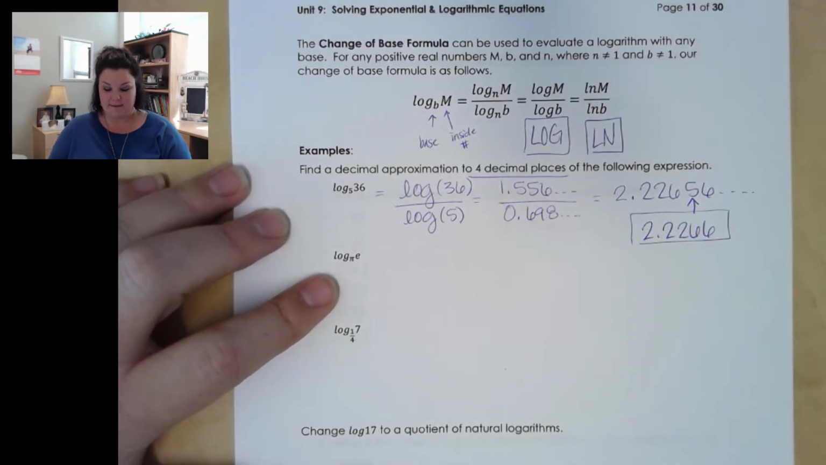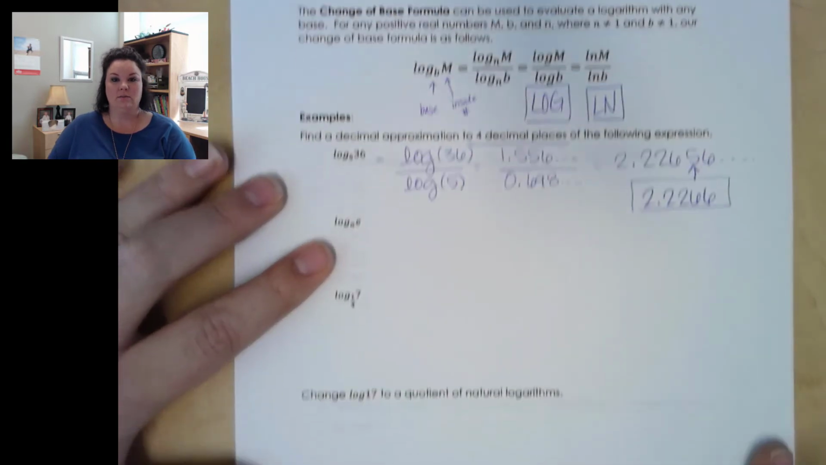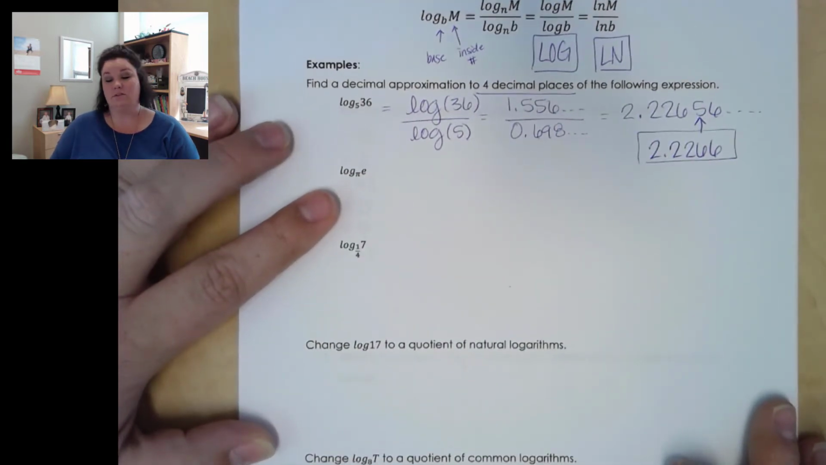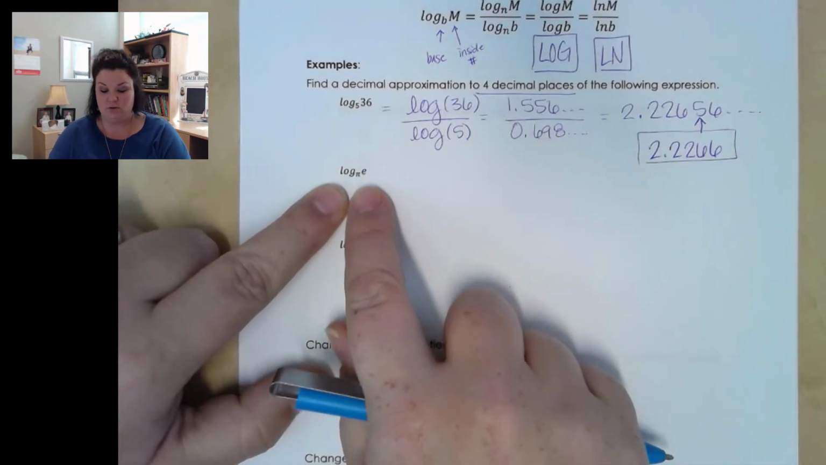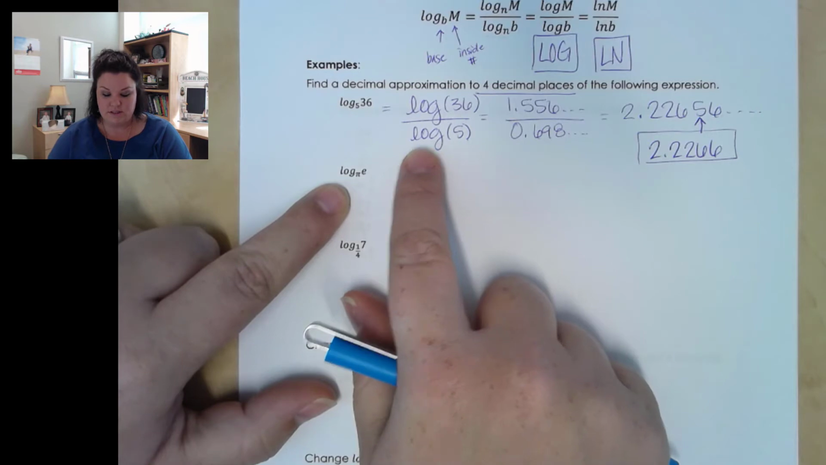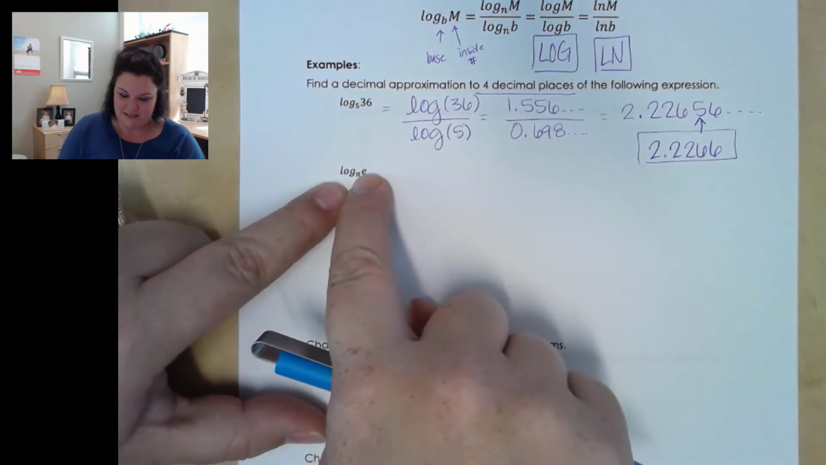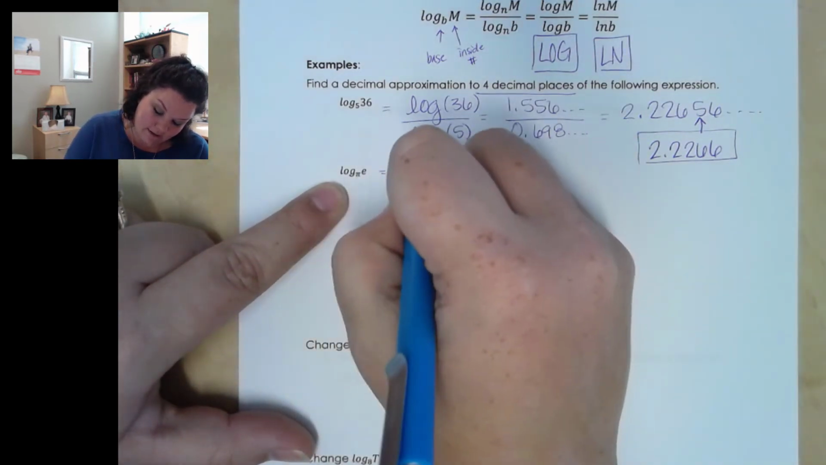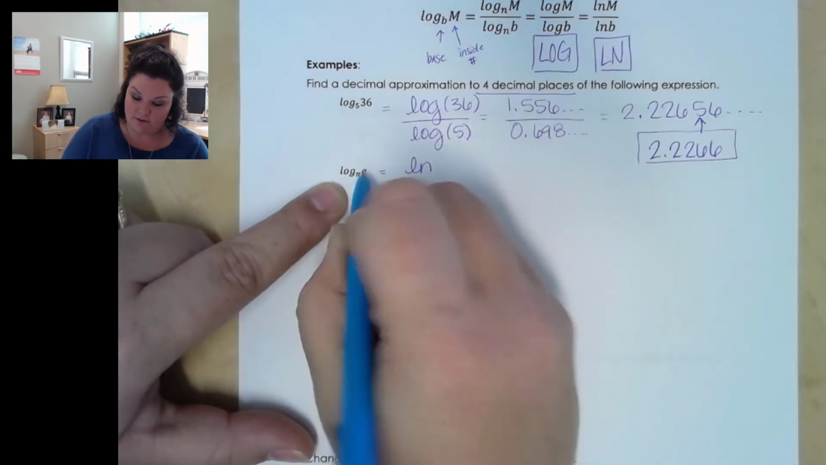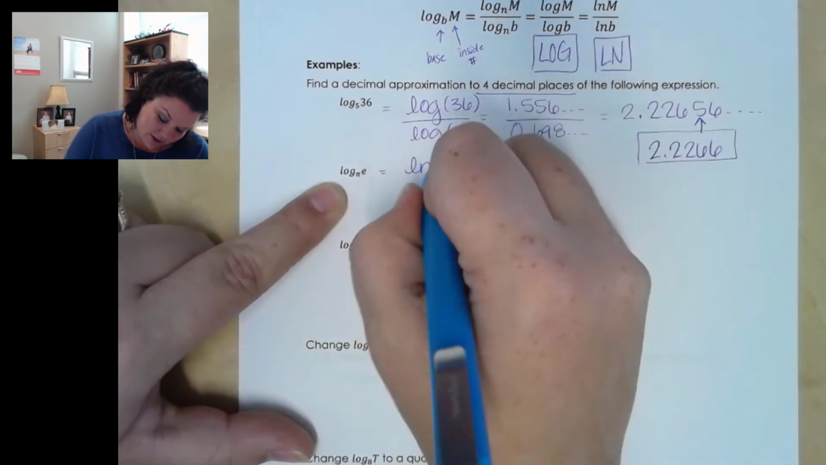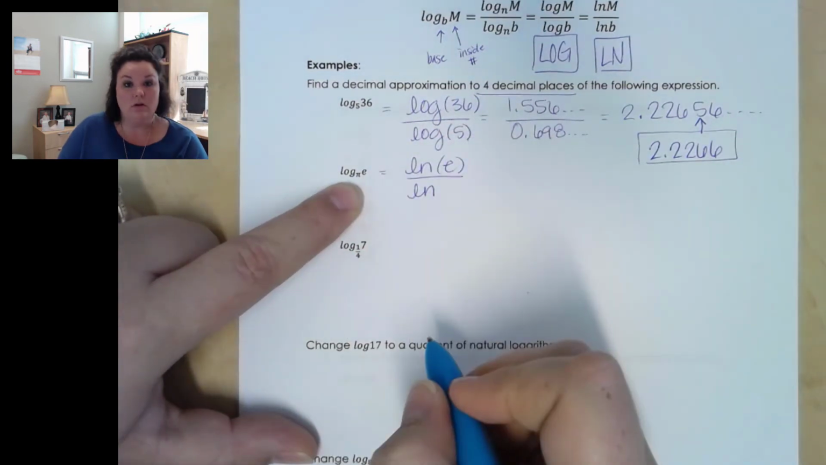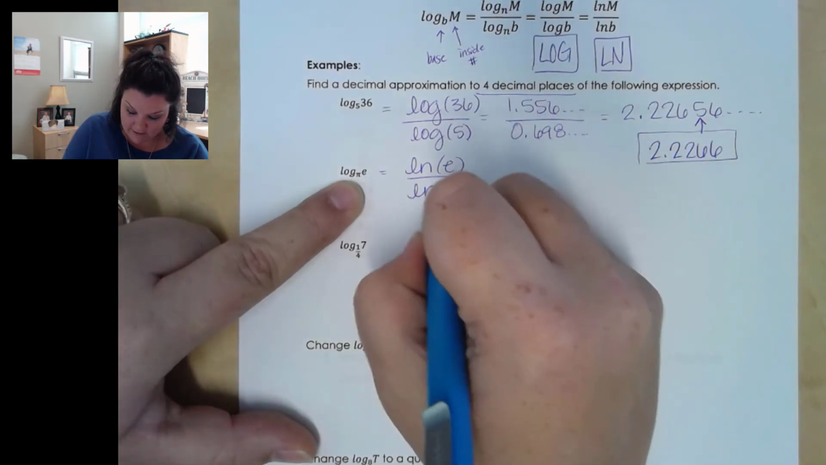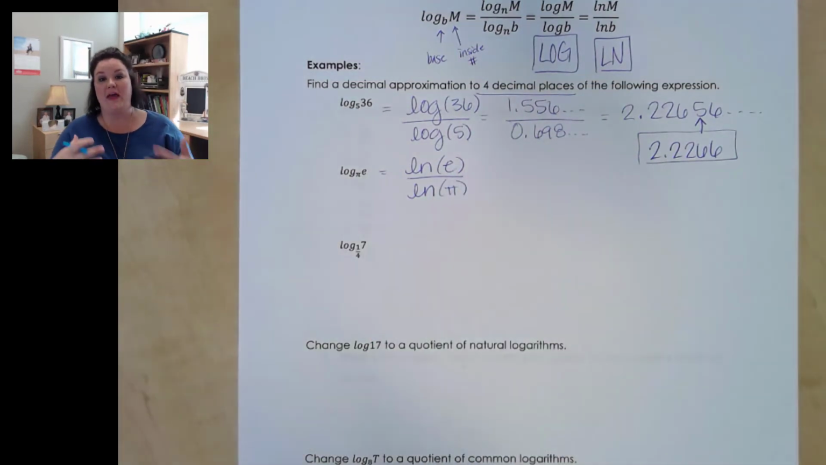Okay, same idea on these next ones. Go ahead and move it up. This time I'll change it to a natural log. Now it doesn't matter. You could change it just to a regular log again. The reason I'm choosing to do natural log is because I see an e there. So I'm going to go ahead and use ln of my original inside number, which here is e, over ln of my original log base, which is pi. Now, e and pi both have buttons on the calculator, so that's what you should use, right?